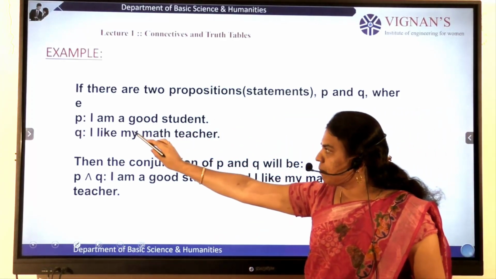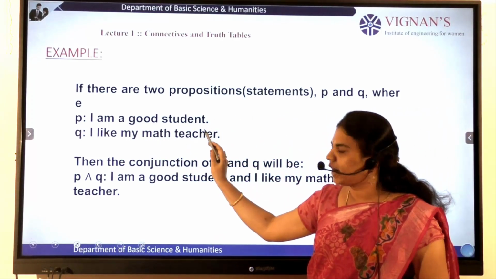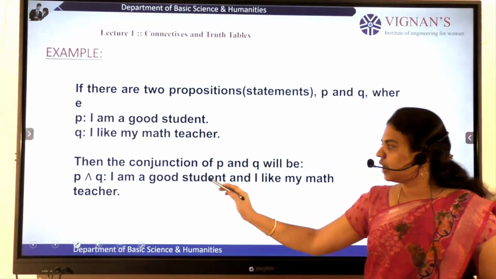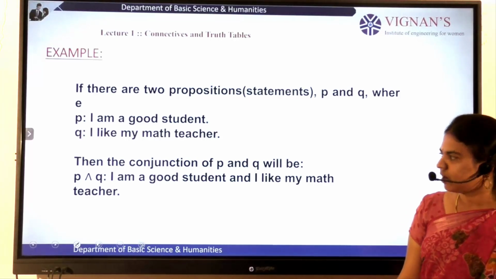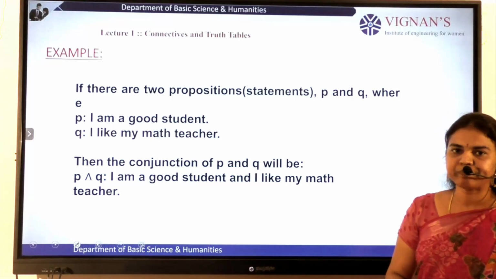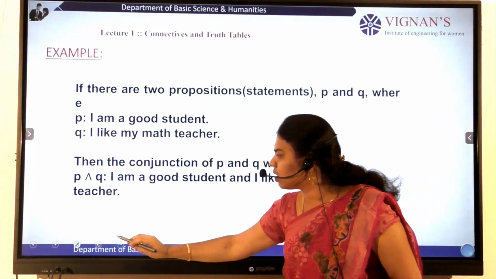Coming to the example, if the statement P is defined as I am a good student, and the statement Q is defined as I like my math teacher, then the resultant statement P and Q is I am a good student and I like my math teacher. So this is the example for the conjunction.